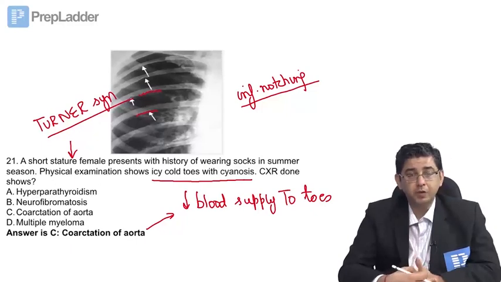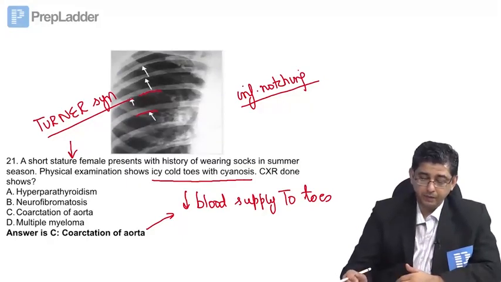Multiple myeloma presents with lytic lesions that are more common in the vertebra, then in the pelvis, and then in the skull of the patient. So here we are not having any lytic lesions, but it is inferior notching of the ribs. So it is a pretty straightforward question. The answer would be coarctation of aorta.